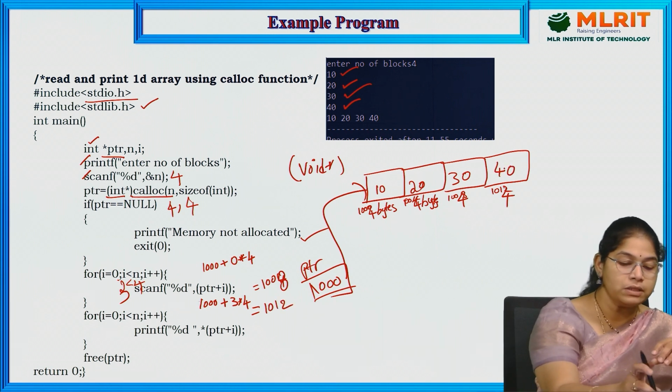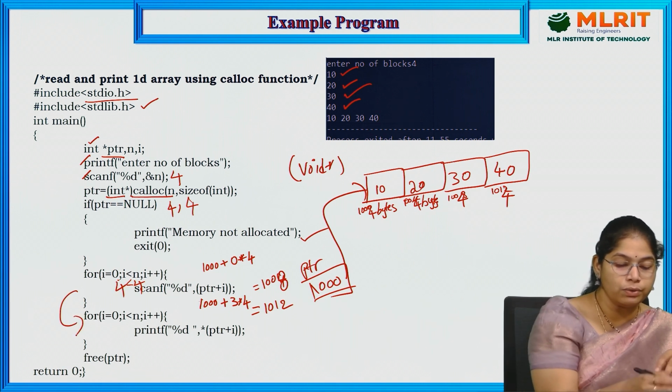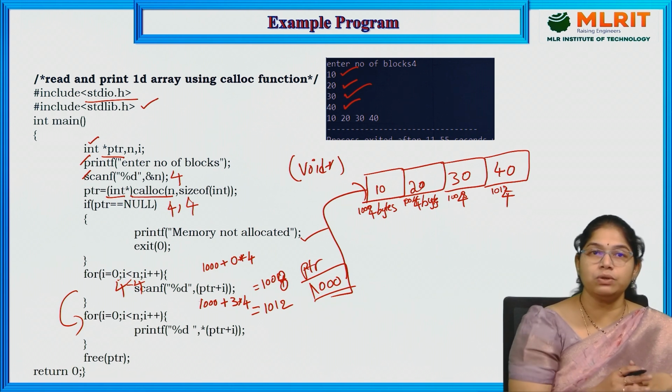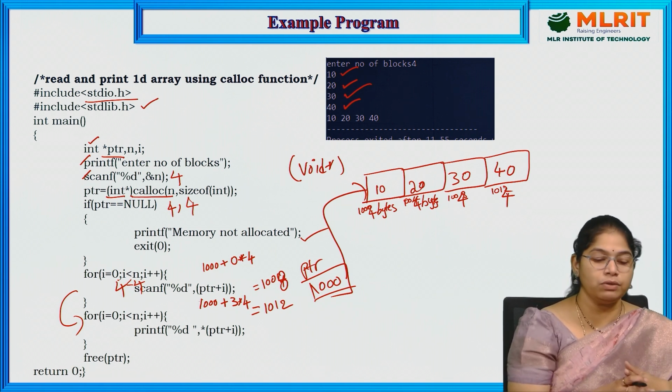Again i plus plus, now i becomes 4, 4 less than 4, condition is false. So the control goes to the next statement in sequence. In sequence we have another loop. Whatever values I stored in that memory location, I want to print those values.